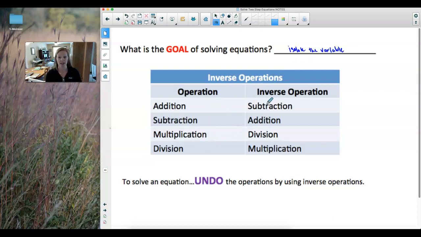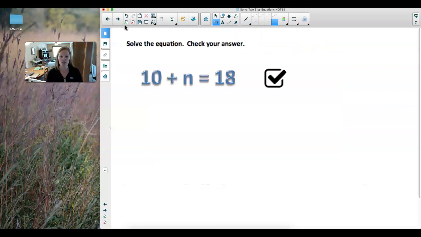The opposite of adding is subtracting. The opposite of subtracting is adding. Multiplication and division are opposites. And we're going to solve these equations by just undoing all of those things. So let's start with a few one-step equations. The first thing I want to see on every equation that you solve is for you to draw a line down the middle by the equal sign.